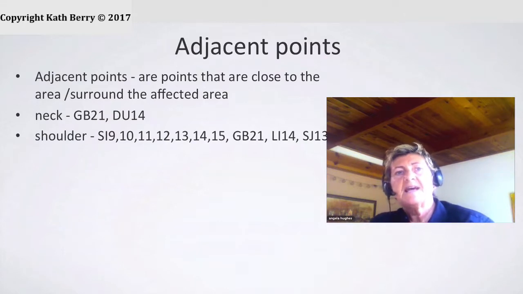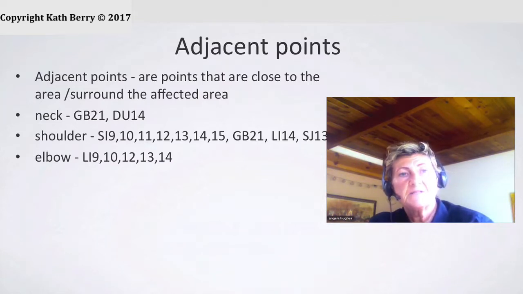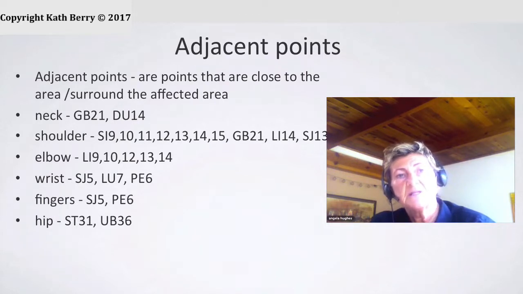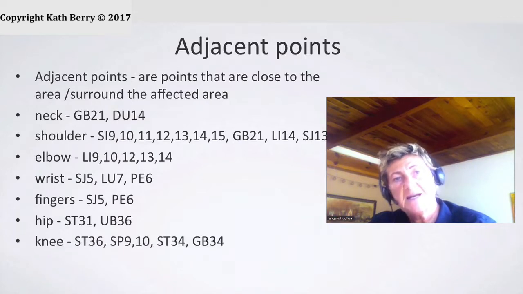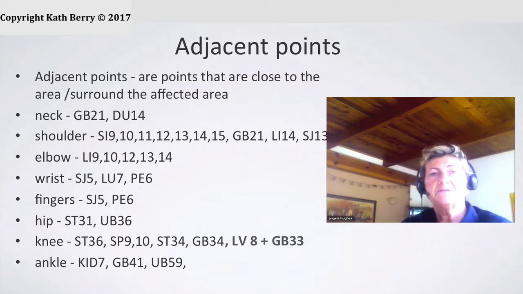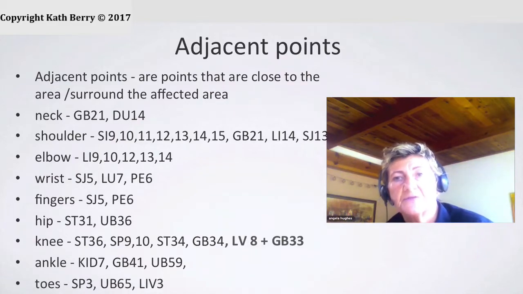For the shoulder, SI9, SI10, 11, 12, 13, 14, or 15. Gallbladder 21, LI14, Sanjiao 13. For the elbow, LI9 or 10, 12, 13, or 14. For the wrist, Sanjiao 5, lung 7, pericardium 6. For the fingers, Sanjiao 5 and pericardium 6. For the hip, stomach 31, UB 36. For the knee, stomach 36, spleen 9 and 10, stomach 34, gallbladder 34, or liver 8. I often find gallbladder 33 really useful as well for the knee. For the ankle, kidney 7, gallbladder 41, UB 59. And for the toes, spleen 3, UB 65, and liver 3.